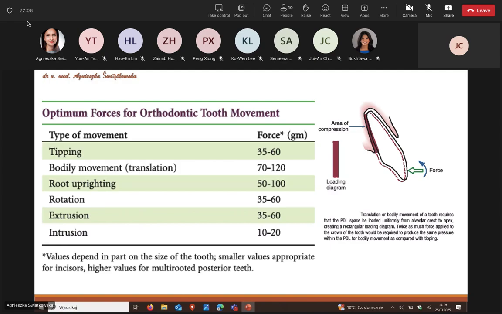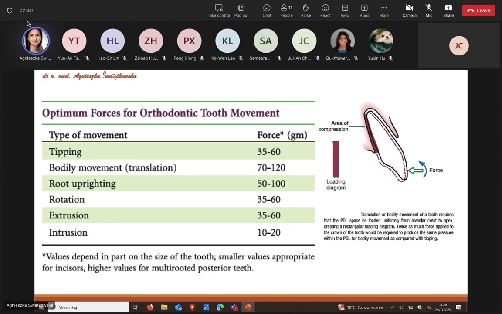So look at the forces. For extrusion, we need more force, bigger force than for intrusion. Why? We should be very, very careful if we're planning intrusion, because if we use too much force, we can expect resorption of the apical part of the roots. So we should be very gentle during treatment with this kind of method.